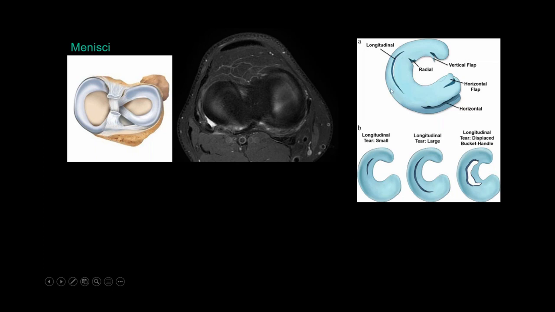So the common tears are longitudinal tears, usually at the red zone, white zone junction, radial tears on the inner edge, and a vertical flap, or the commonly known parrot beak tear. You also have the horizontal tears, which tend to be more degenerative in nature.